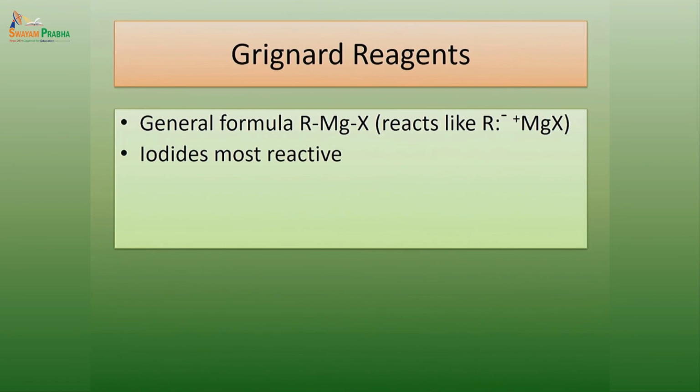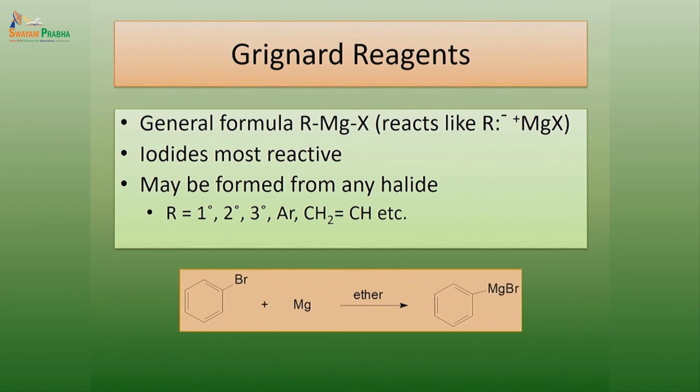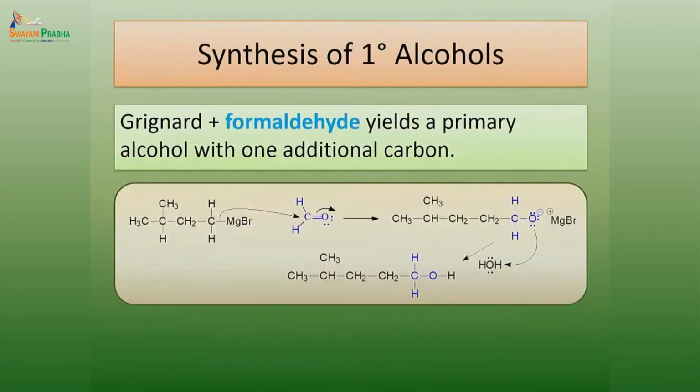in RX, the X is generally a bromide, which is highly reactive. In fact, iodides are even more reactive than bromides. The Grignard reagent can be formed from primary, secondary, tertiary, aromatic, allylic or olefinic halides. Here, bromobenzene in the presence of magnesium gives the Grignard reagent, the aryl magnesium bromide.